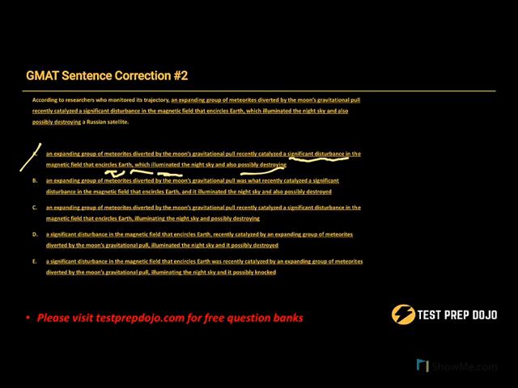So an expanding group of meteorites is okay in B, but again, it comes down to there's a pronoun issue, so it's not really clear what it refers to. That's a bit ambiguous. Illuminated the night sky and also possibly destroyed. So, and it illuminated the night sky and also possibly destroyed. So, those are in parallel. That's okay, but we have the it issue here, and that's why I believe B is wrong.